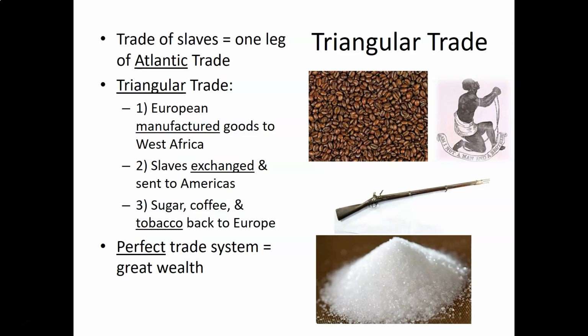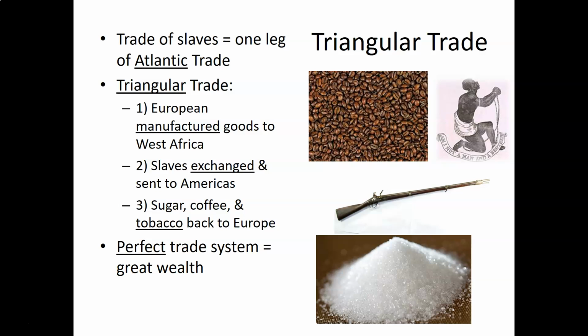That's the first leg. The second leg is slaves are then exchanged for these goods to be sent to the Americas. That's the slave trade angle of it. Okay, or another term we're going to get to in a second, called the Middle Passage. The third and final leg is where the slaves harvest the resources, sugar, coffee, tobacco, cotton, whatever.